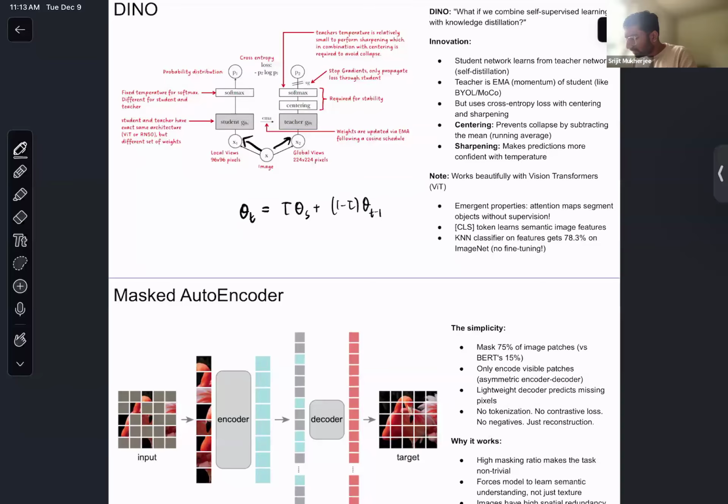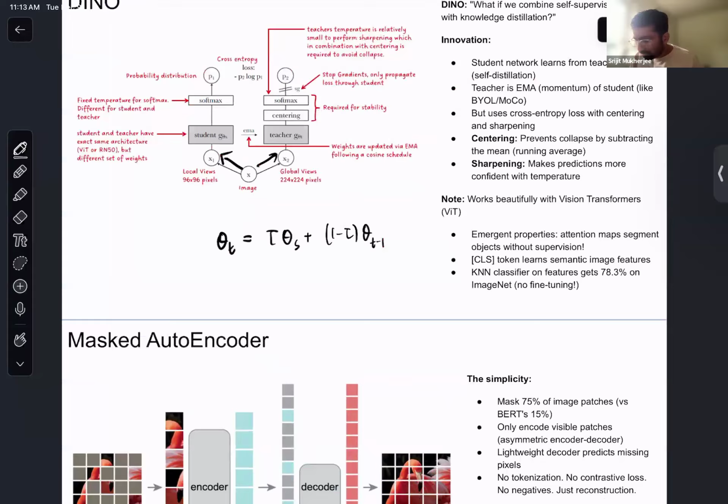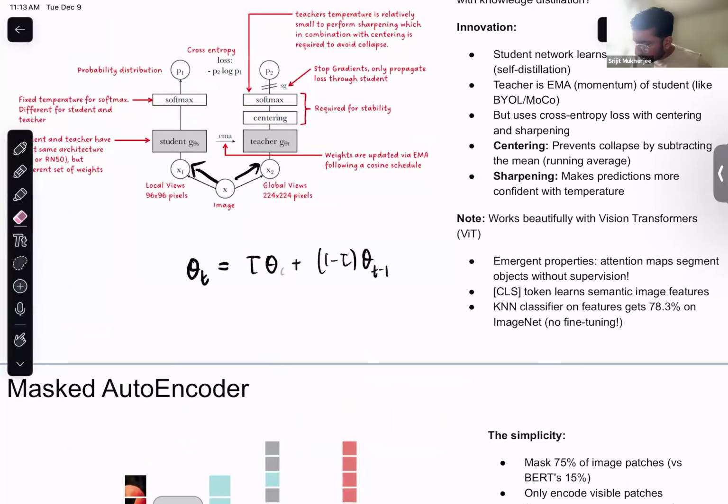Did I write it properly? Yeah. So a delayed version in the sense that it takes a part of the student. Understand, this teacher network is not getting updated by gradients. It's just a delayed version. Everything is a delayed version. This theta t minus 1 is also dependent on theta s minus 1. So it's a delayed version of the student network.